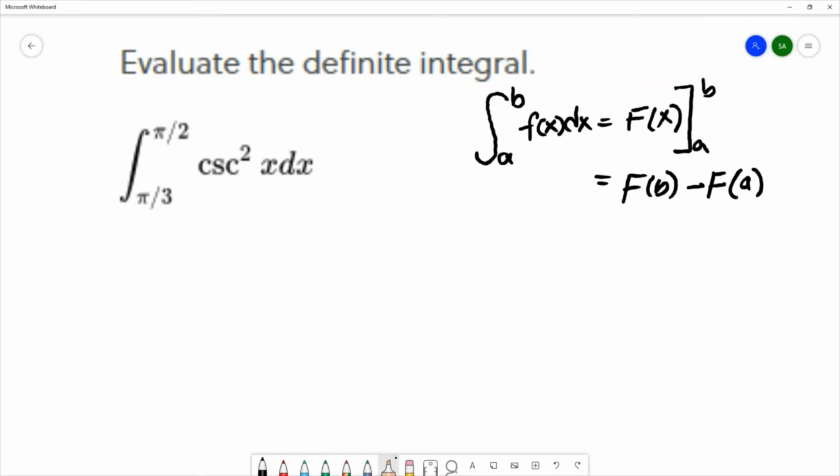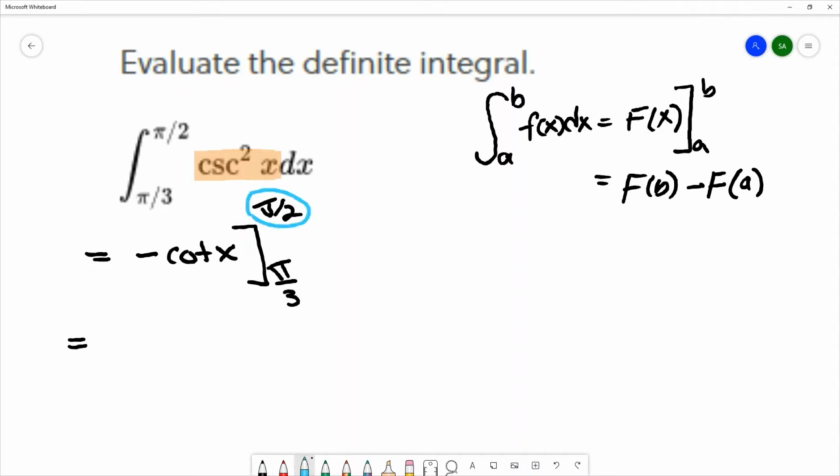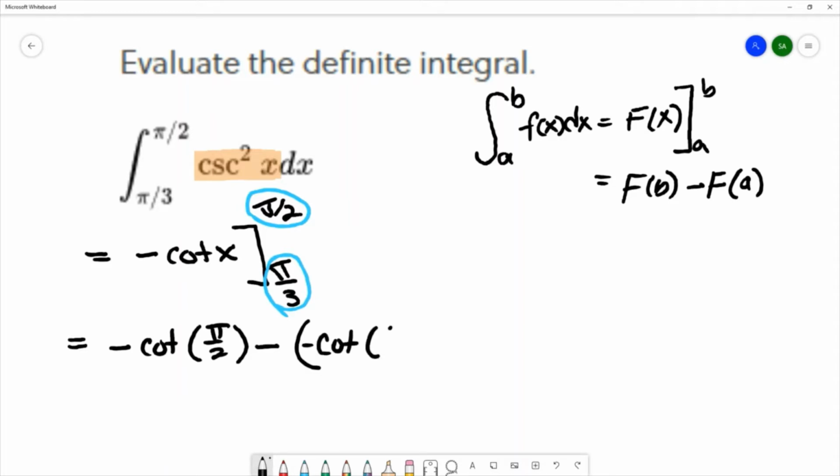For our example, we need to find the antiderivative for cosecant squared x, which is negative cotangent x. And then we need to evaluate that on the bounds from pi over 3 to pi over 2. So we'll start by evaluating at the upper bound. That's negative cotangent of pi over 2 minus, we need to evaluate at the lower bound, negative cotangent of pi over 3.